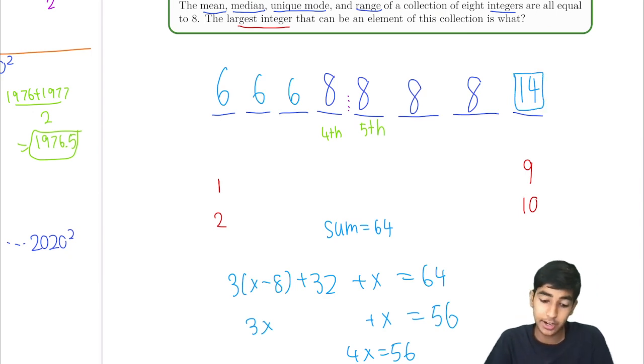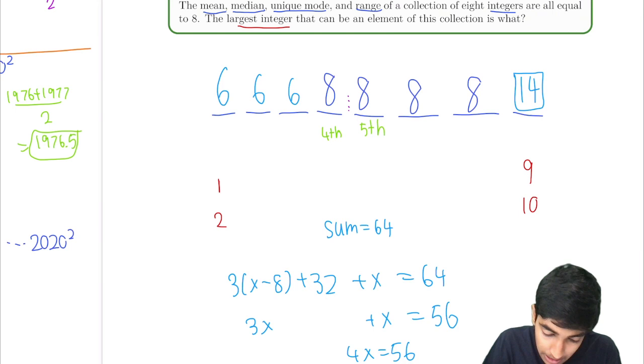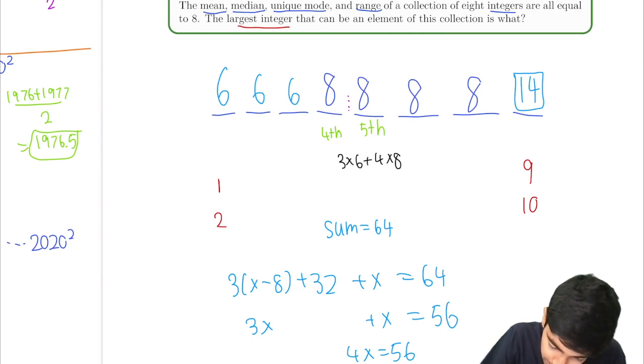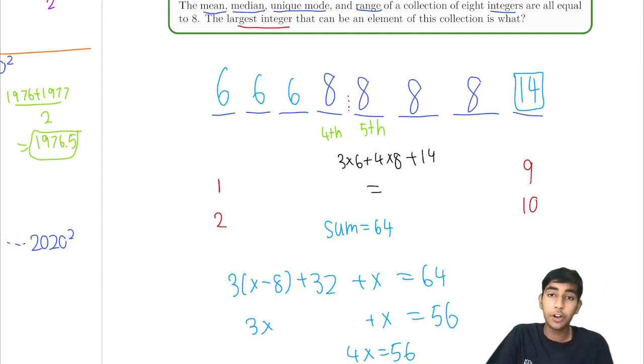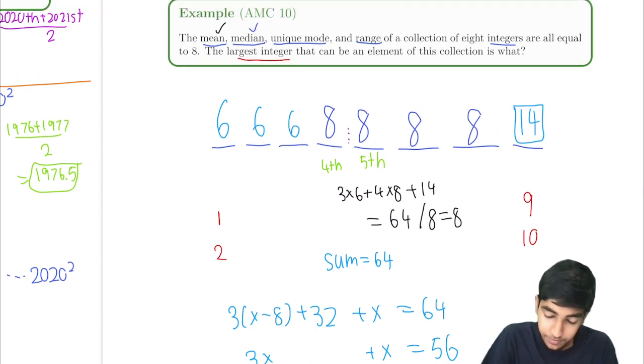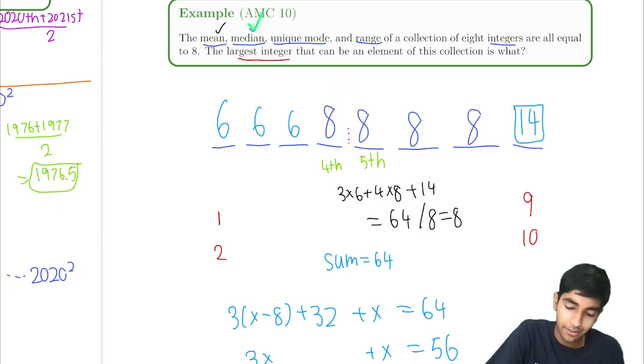Okay, mean 8, right? The sum is just 3 times 6 plus 4 times 8 plus 14, which is 18 plus 32 plus 14, 64. And the sum divided by 8 equals 8, which is the mean. So check. Median 8. The middle two numbers are both 8, so check.